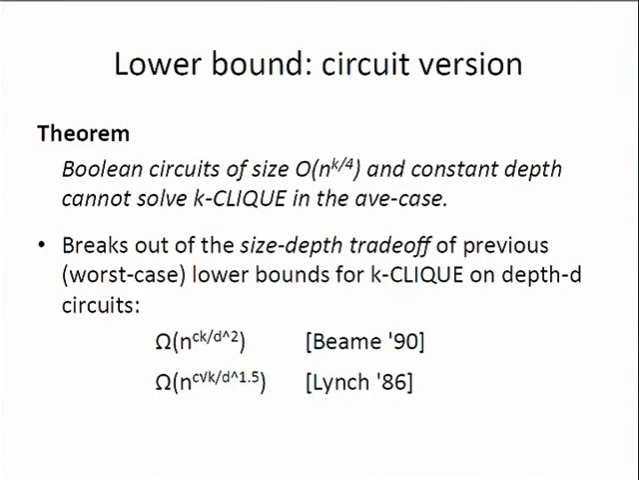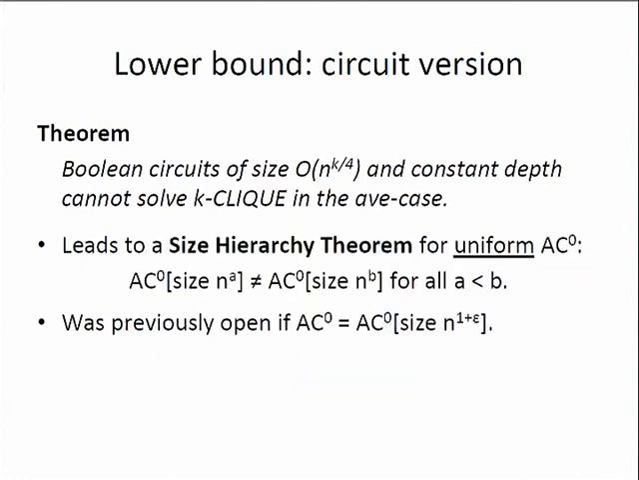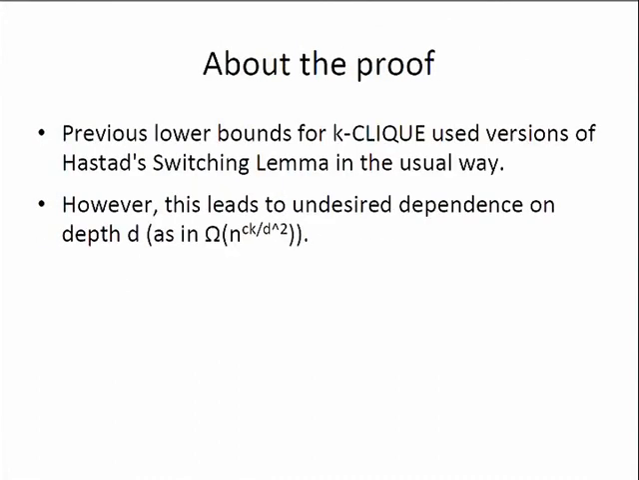And this result breaks out of what had been known as a size depth trade-off, which was a feature of previous lower bounds for k-click on depth d circuits, which were not even average case lower bounds, but in the worst case. So what had been known previously is that for depth d Boolean circuits to define k-click, you needed size omega of n to some constant times k over d squared, or something like that. And the point being that these lower bounds degrade very rapidly with the depth, whereas the n to the k over 4 lower bound holds without any decay, but only up to a certain d. And somehow this answered some questions in complexity theory, and led to some kind of size hierarchy theorem for AC0.